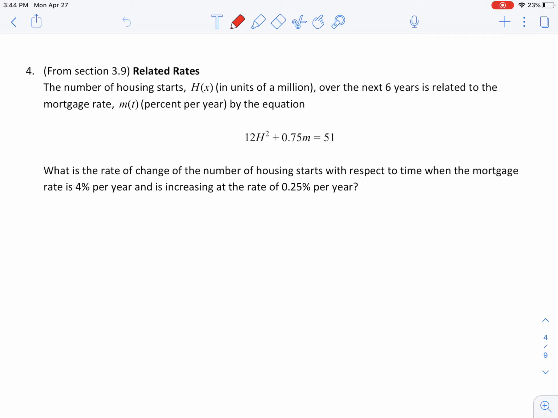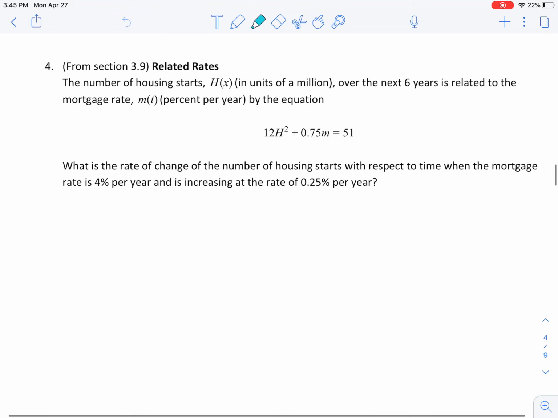This is about the number of housing starts, H of X, in units of a million over the next 6 years, which is related to the mortgage rate, M of T, percent per year, by the equation 12H squared plus 0.75M equals 51. So we got H and M in here. H is the number of housing starts in units of a million, and M is the mortgage rate. So they are related by this equation. That's what we're given.